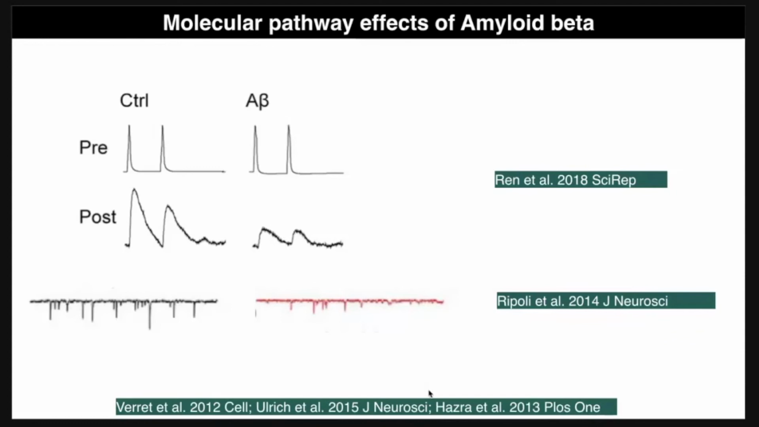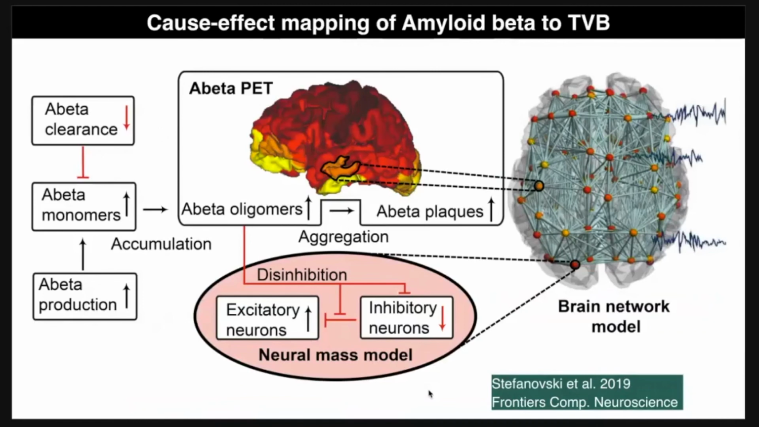So now we can incorporate this information as a hypothesis in our models. So we use the information about the beta amyloid burden coming from the PET data of the individuals. Here we used data from the ADNI cohort.